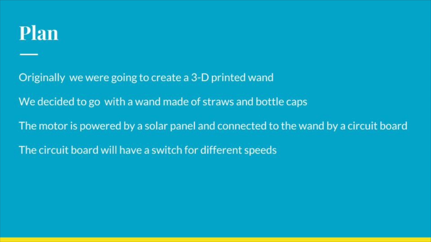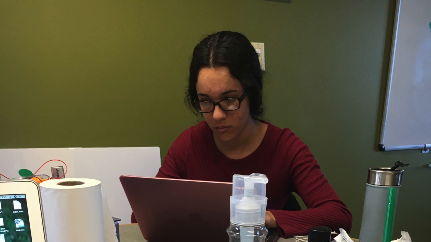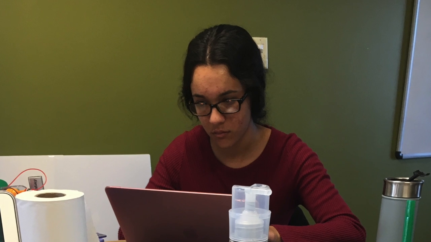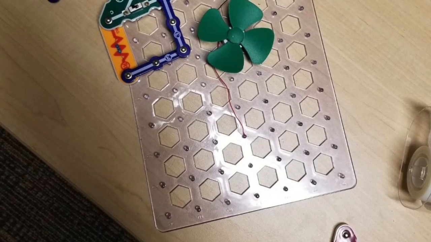The next step is plan. Originally, we were going to create a 3D printed wand, and we decided to go instead with a wand made of straws and bottle cap rings. We also needed a motor powered by a certain power source. At first, we wanted to do a solar panel connected to the wand by a circuit board, but instead we went with a battery power source.